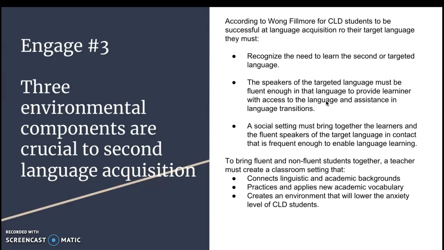There are lots of different environmental components that are crucial to second language acquisition. It's important to recognize the need to learn the language, as well as knowing that the speakers of the targeted language must be fluent enough in the language to provide the learner with access to the language. Social settings are very important as well.